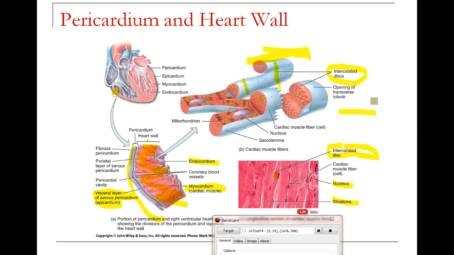So the intercalated discs are just connections between the cells. And really what they do is allow the heart muscle to beat as a unit. So you're going to want the chambers to beat together. You don't want them beating at all different times. So the intercalated discs are going to allow the chambers to beat uniformly, kind of at the same time.